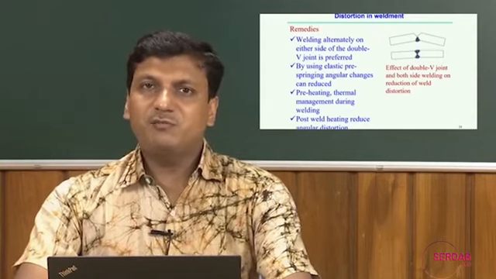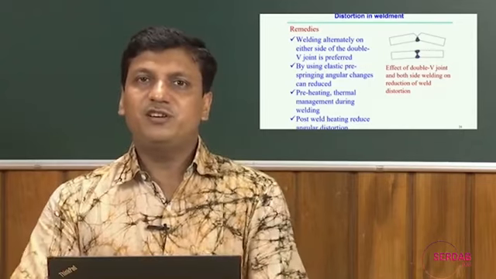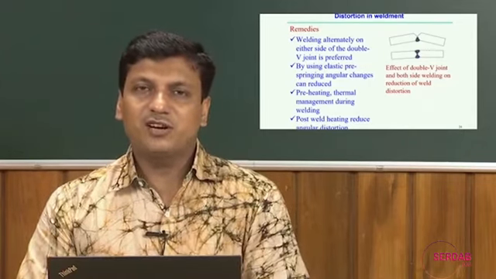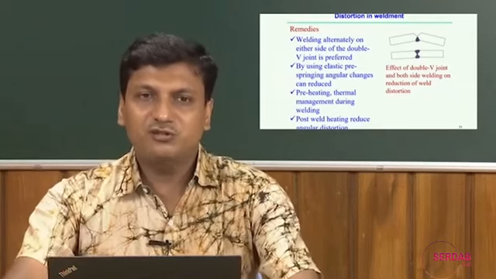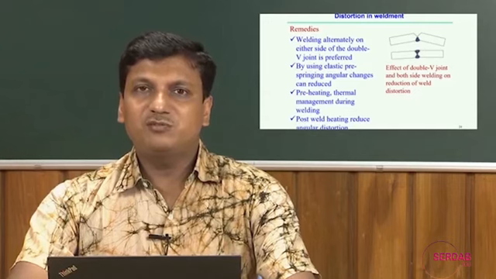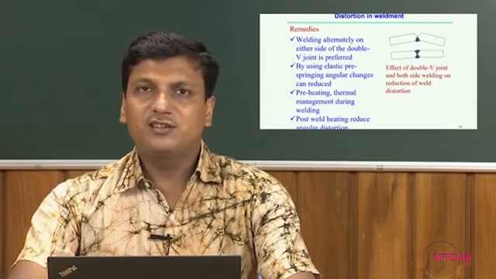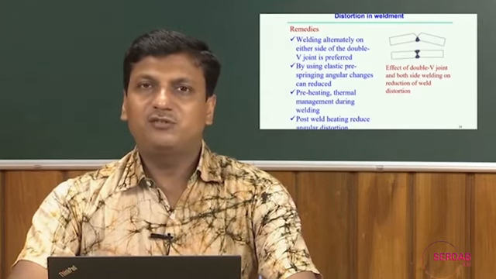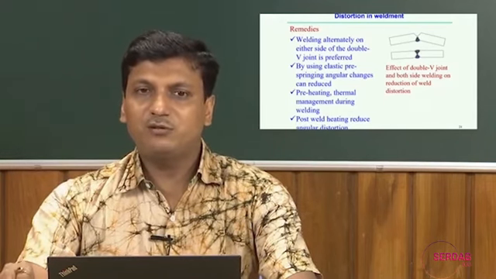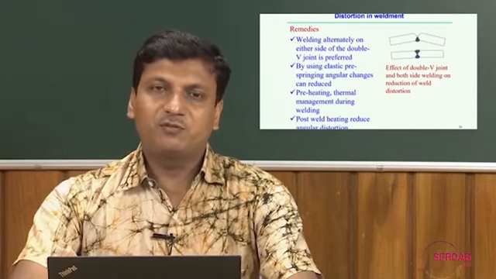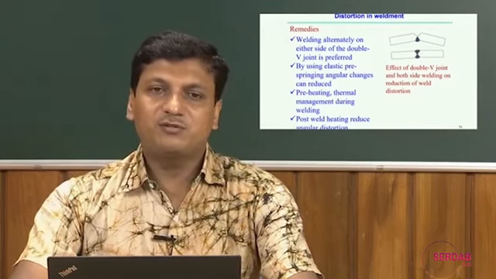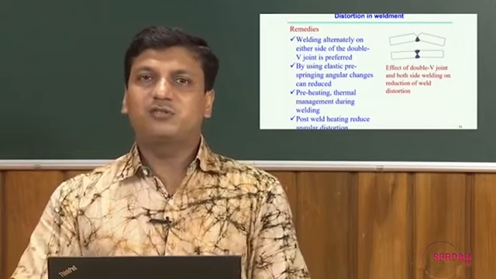Definitely, preheating of the material before welding can also reduce the distortion. Thermal management during welding, that means it is possible to control the thermal cycle, the time-temperature cycle during the welding process, also influences the distortion level of the weld joint. And of course, post weld heat treatment or post weld heating also sometimes reduces the angular distortion.